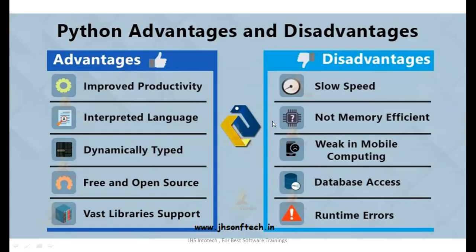Now, what are the advantages and disadvantages of Python? The advantages of Python are improved productivity, it's an interpreted language, it's dynamically typed, free and open source. Anyone can install and start using it. Vast libraries are supported. The disadvantages are its slow speed, not memory efficient, and weak in mobile computing. It's not that much used for mobile computing, and its database access is a bit complicated. And then we have runtime errors. Fixing runtime errors is also a slightly challenging task.